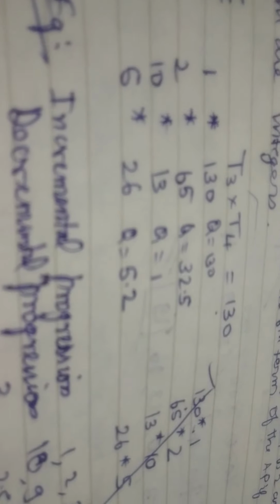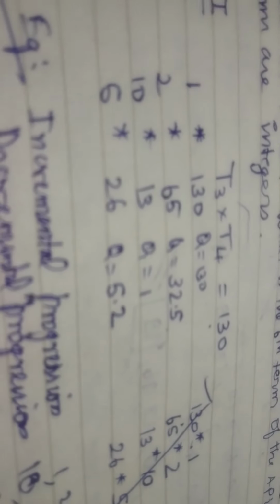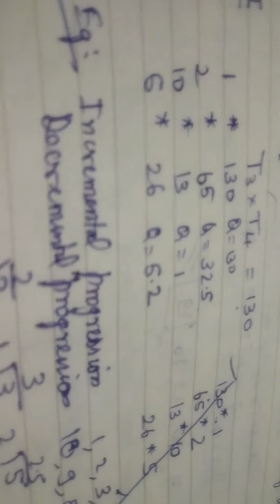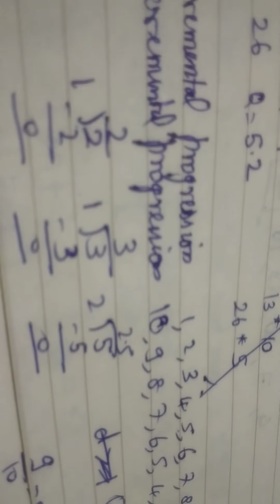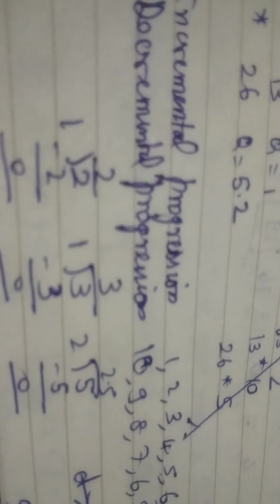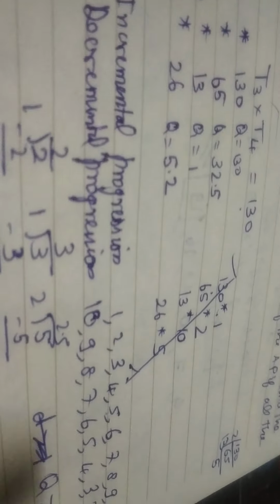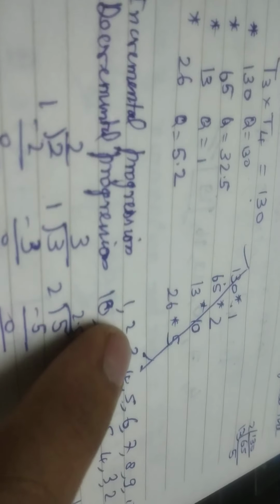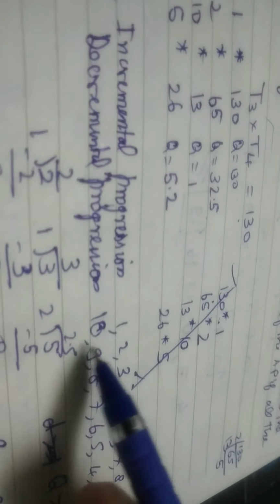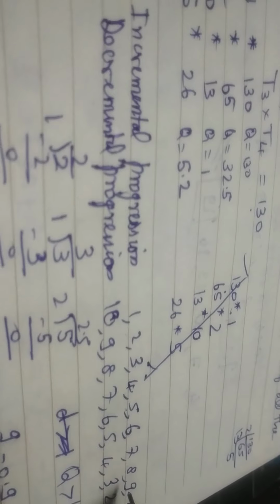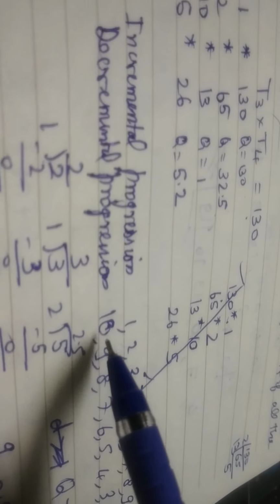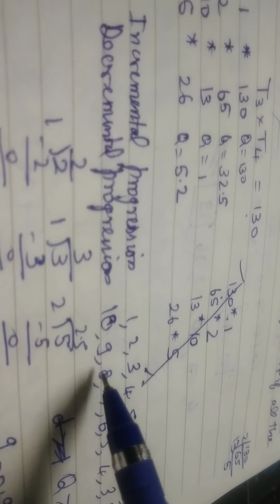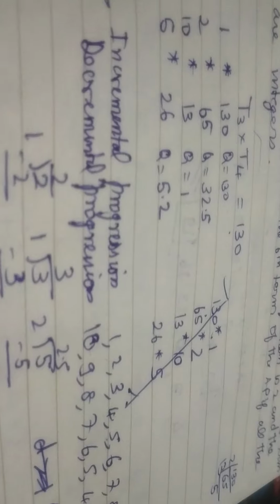Now before doing anything, we have to find whether this is an incremental progression or decremental progression. What do you mean by incremental progression? In incremental progression, a common difference is added to each and every term. The progression keeps on incrementing. Here you see 1 is added to each and every term and the progression keeps on increasing. In decremental progression, it is the reverse. You are subtracting 1 from each and every term and the progression keeps on decreasing.